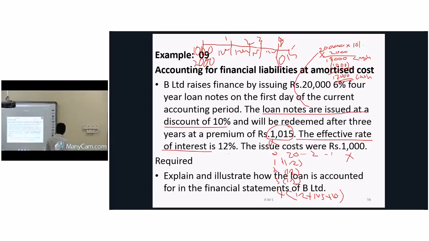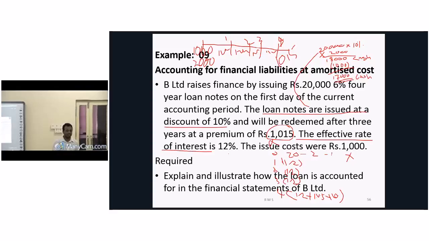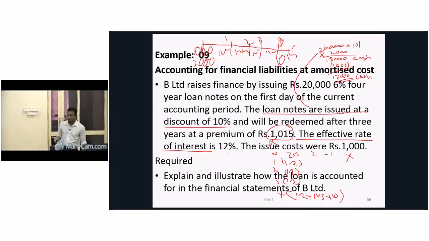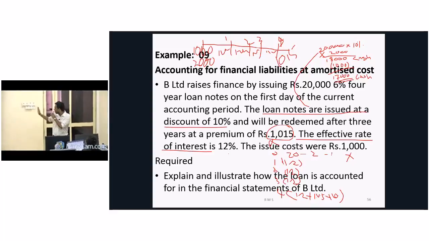That is what we call IRR, the effective rate of interest. Now, what is the actual interest you are going to pay? 6%, the absolute interest, the appearance. But what is your real cost? It's 12%. Why? There are some other inherent costs related to this financial instrument.